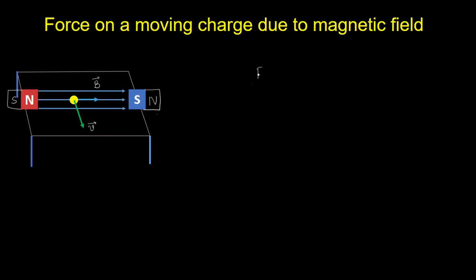The magnetic force which is acting on a moving charge is given by the equation Fm is equal to Q into V cross B. And the magnitude of the force is given by the formula QVB into sin theta, where theta is the angle between the velocity and the magnetic field vector, right? So theta is the angle between V and B.